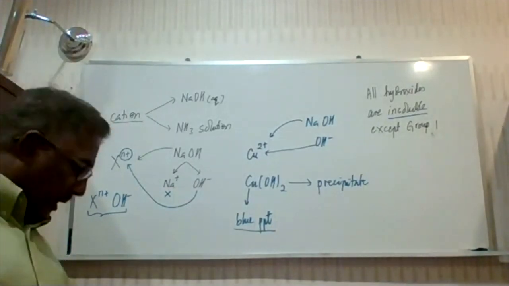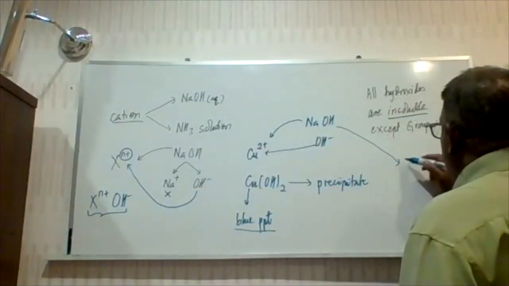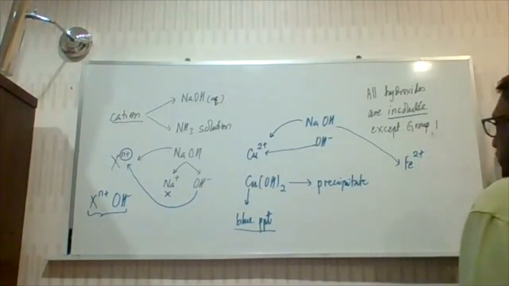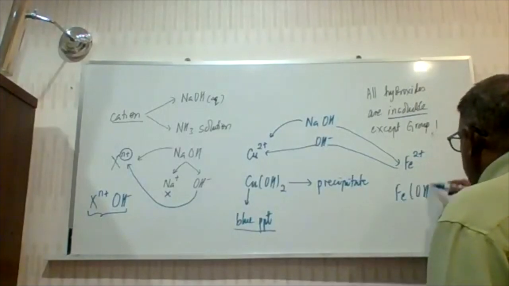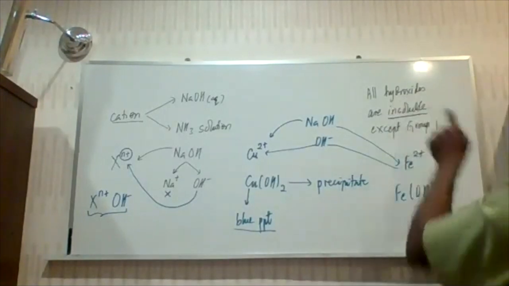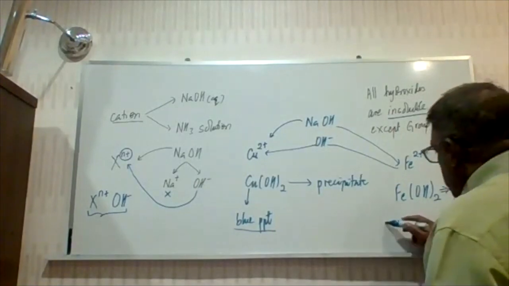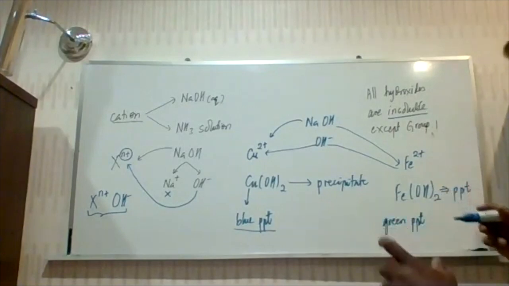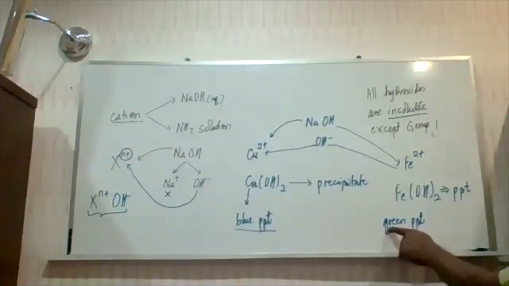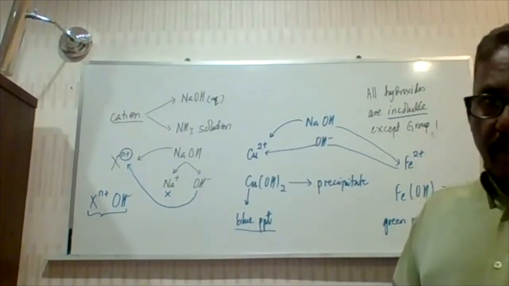That's the concept. Now, let's say you use your NaOH and you add to Fe2 plus. Same thing. Your OH minus will react and you'll get Fe(OH)2. Again, it's insoluble and will give you a precipitate. But because it is Fe2 plus, it will give you a green precipitate, a dirty green. So this will be your observable change. When you get a green precipitate, 100% you can say the cation is Fe2 plus.